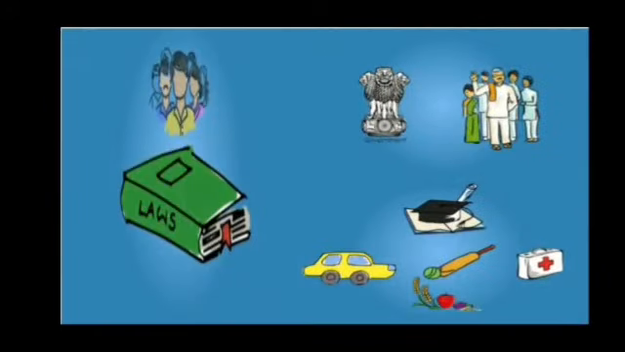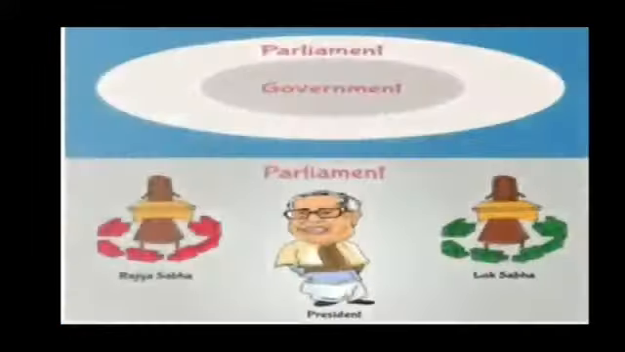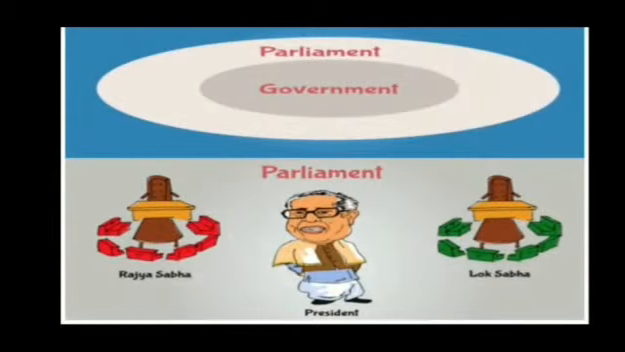Government and its ministers take decisions on our behalf about various things which are part of our life, like transport, education, healthcare, food, and even sports. But Parliament is bigger and government is part of it.